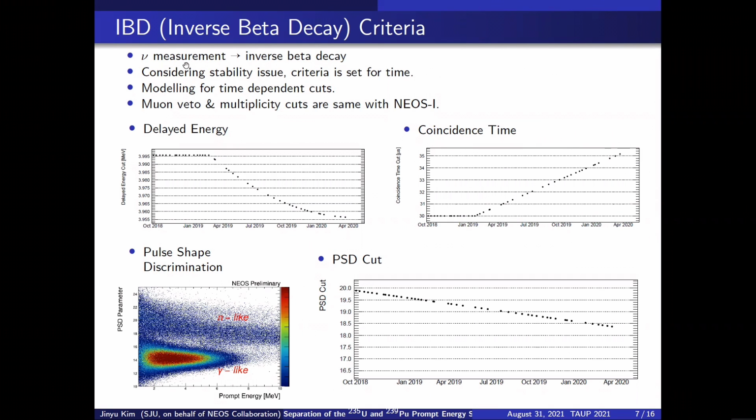Inverse beta decay events are collected from NEOS 2 data to measure reactor antineutrinos. IBD criteria contain muon veto, delayed energy, coincidence time, multiplicity, and PSD cuts. There are stability issues caused by the liquid scintillator, so some cuts are time dependent. Details of the stability issue are explained on another page. Time dependent cuts are determined for each data period.